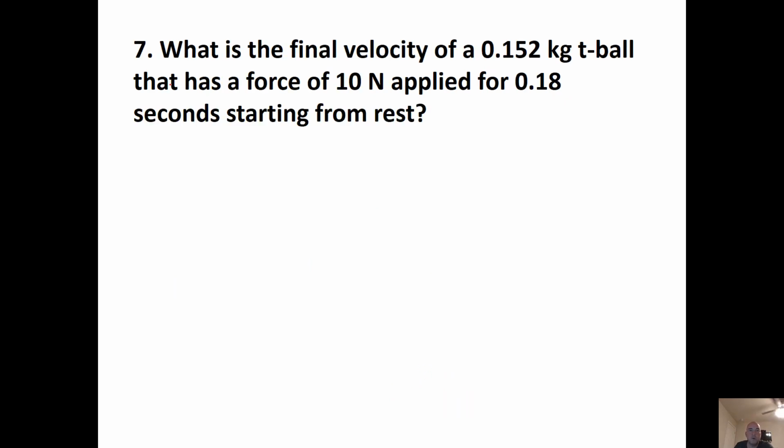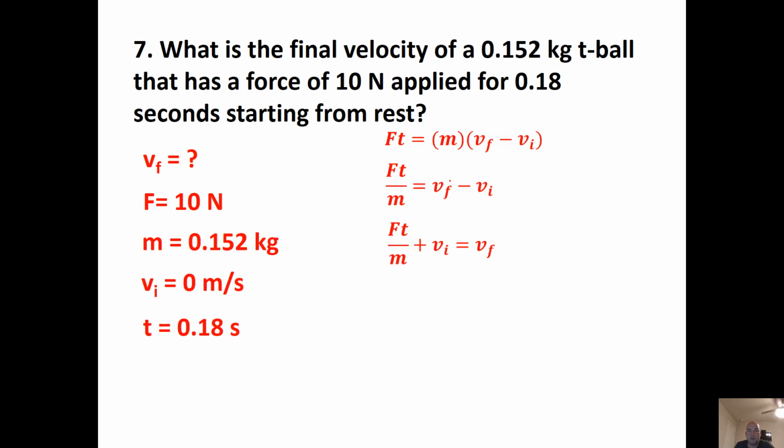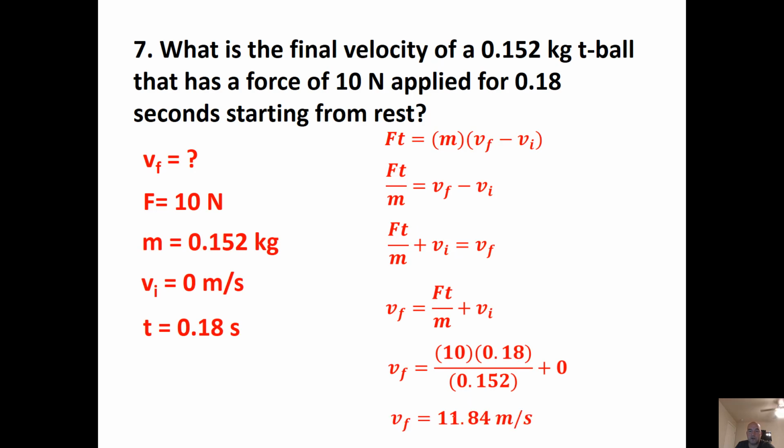What's the final velocity of a 0.152 kilogram t-ball that has a force of 10 newtons applied for 0.18 seconds starting from rest? Here's all the information they gave you. When we rearrange this, we're asked to find velocity. We first have to divide out the mass to get rid of the multiplication before we do anything else. Then we can add the VI to both sides, and now we have final velocity equals that. We plug in our values, and you should get 11.84 meters per second.